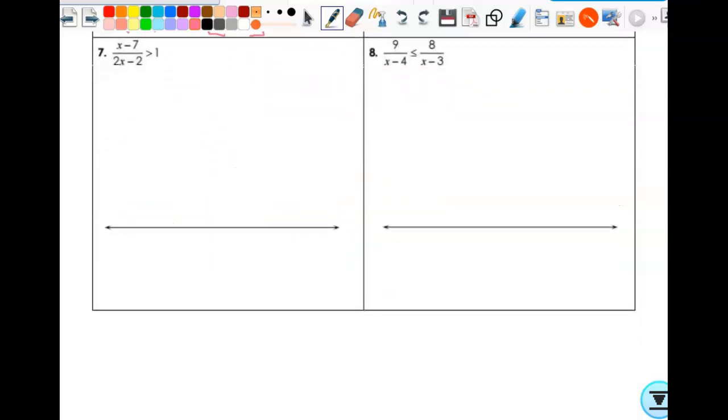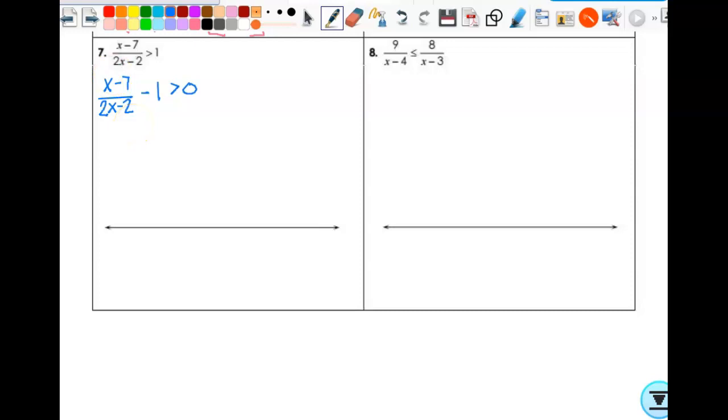All right, so remember, we have to have 0 on one side. So I have to move that 1 legally, which means it's going to give me x minus 7 over 2x minus 2 minus 1 is greater than 0. Okay? I can't start factoring, I can't start finding zeros or anything else until I have a 0 over there and I have this combined. So this has to be one rational statement.